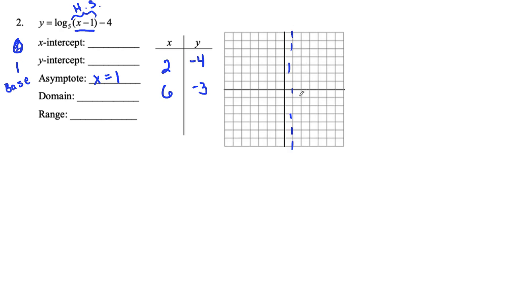Let's come in here, plot our points. So at 2, I'm at negative 4. 1, 2, 3, 4. At 6, 1, 2, 3, 4, 5, 6, I'm at negative 3. All right, and then I know this function is traveling along the asymptote, passing through my points, and off it goes. Again, let's go back and answer some easy characteristics of this graph that we know.